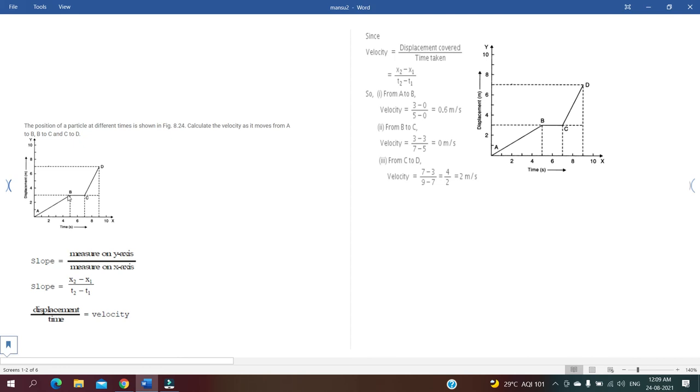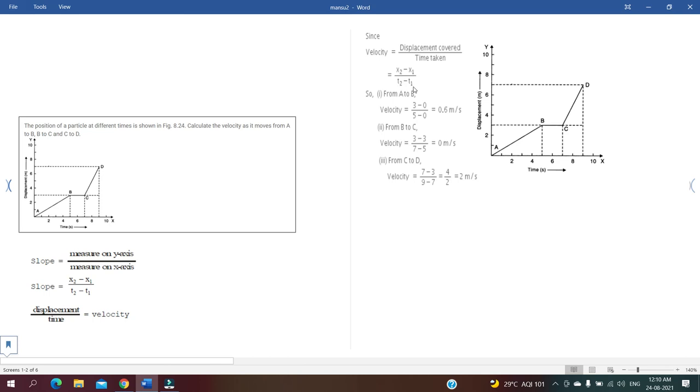Now draw a perpendicular line from point b onto the displacement axis. Now read the value where it cuts the displacement axis. Read its value. That value is nothing but x2. So x2 will be equal to 3. Write 3 in place of x2. Write 5 in place of t2.